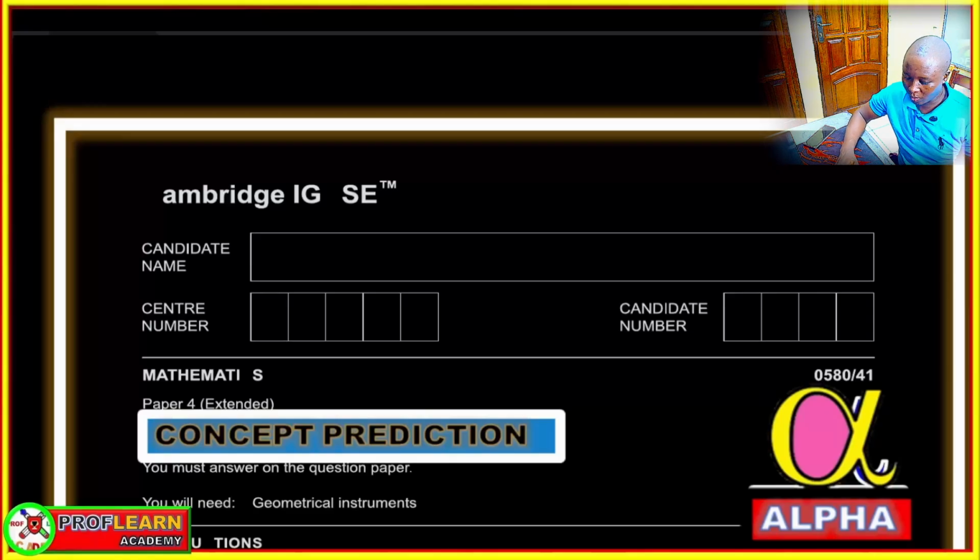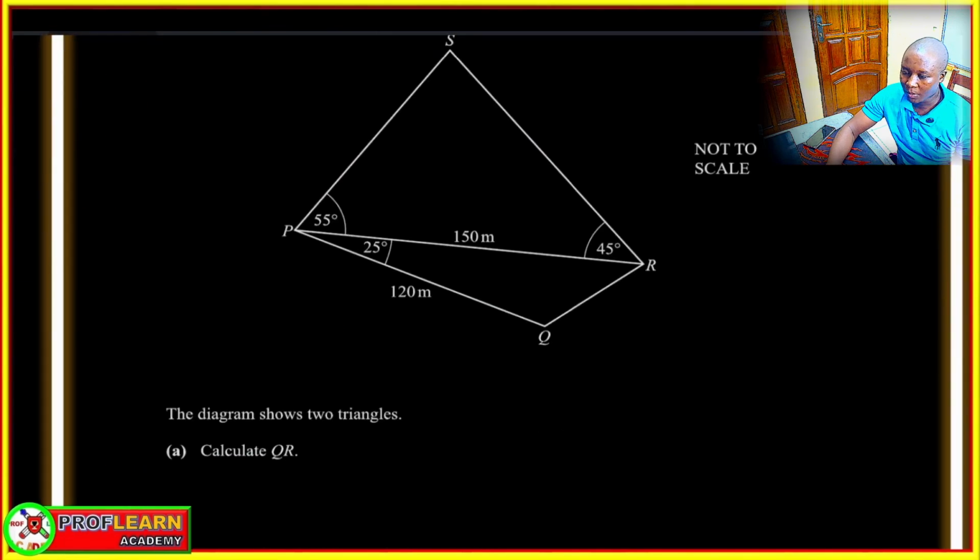So let's dive in so that we can see what are the key areas that you need to look at as far as that exam is concerned. Number one, you need to understand that there is the concept of sine and the cosine rule.